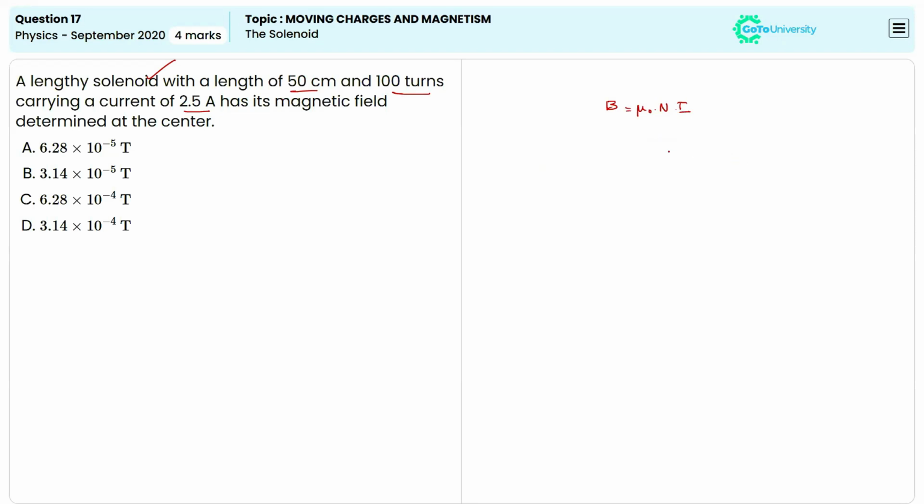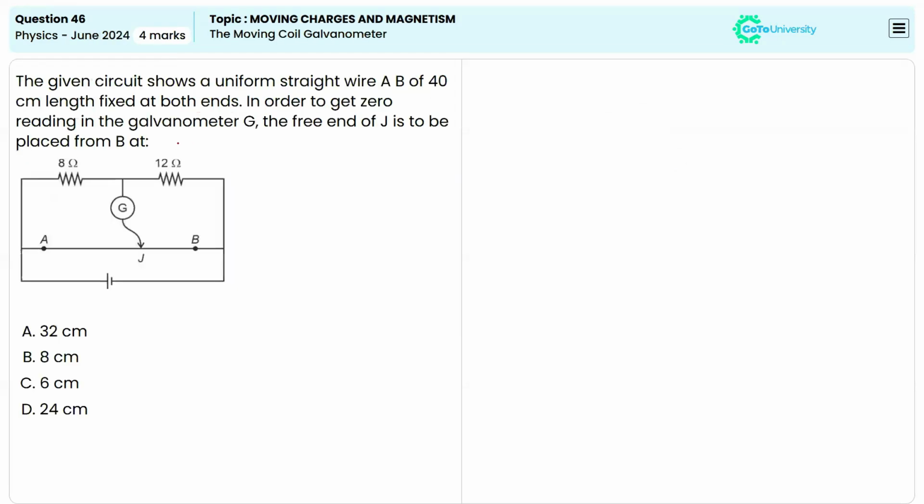So n will be equal to N divided by L, which will be equal to 200. Then B will be equal to 4 pi times 10 to the power negative 7 times 200 times 2.5. When we simplify, it will be equal to 6.28 times 10 to the power negative 4 Tesla. So it's a very easy question, and the correct answer will be option C here. Okay, moving on to the next question.